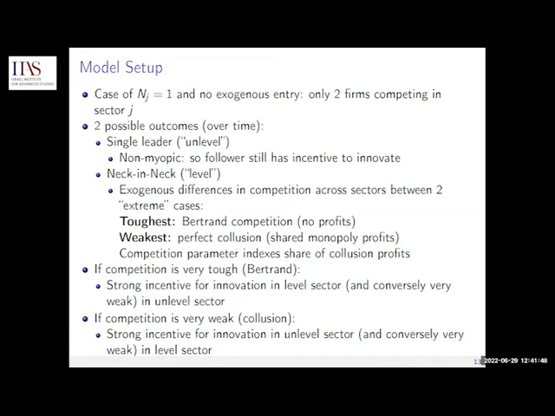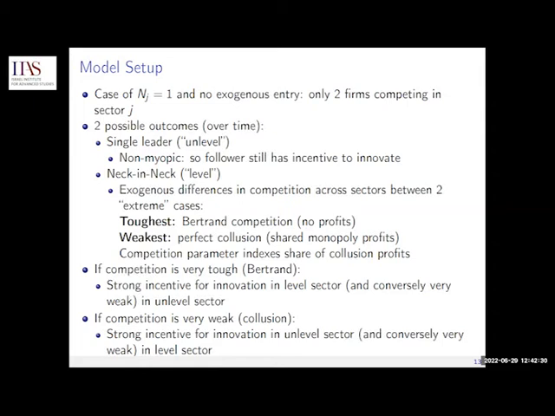And in that case, your innovation is always going to be to move a step ahead, but there's no explicit quality. So the only thing that matters in terms of innovation for your profits is whether you're level or unlevel. If you're the leader, you get the monopoly profits. If you're neck and neck, then it depends, and this is exogenously determined. If you're in Bertrand competition, you get no profits, which is the case that I had assumed before. But now I'm adding the possibility of collusion.